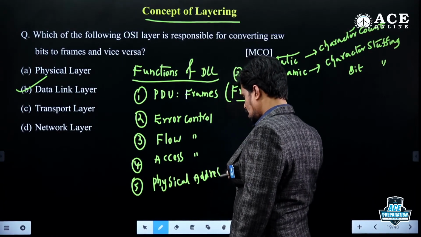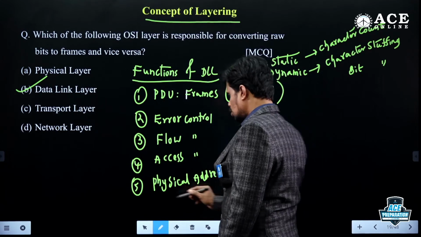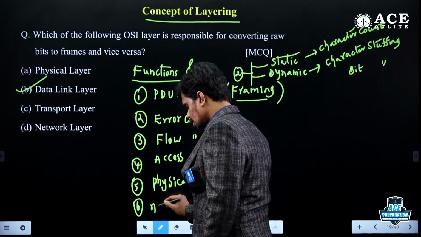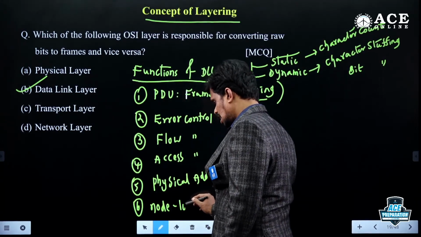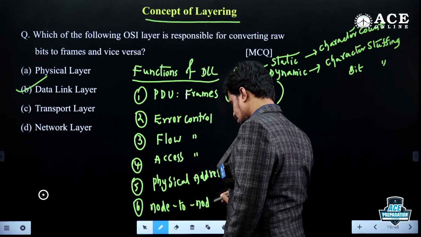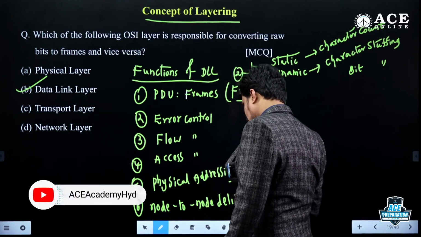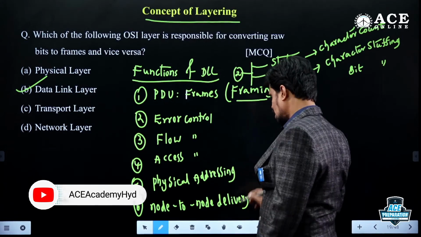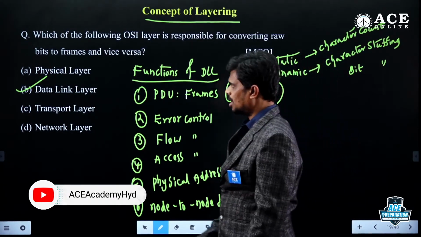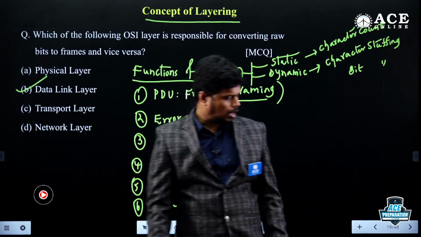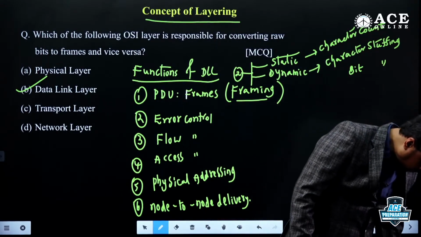And the data link layer is also responsible for node to node delivery. So these are the responsibilities we have with respect to the data link layer. If you recall these functions of the data link layer, you can easily answer this question as option B. Option B is the answer for this.